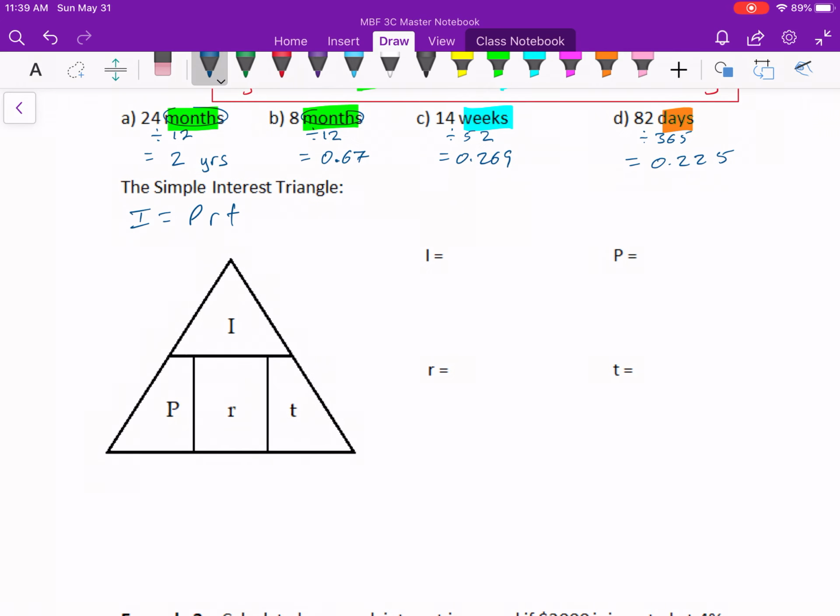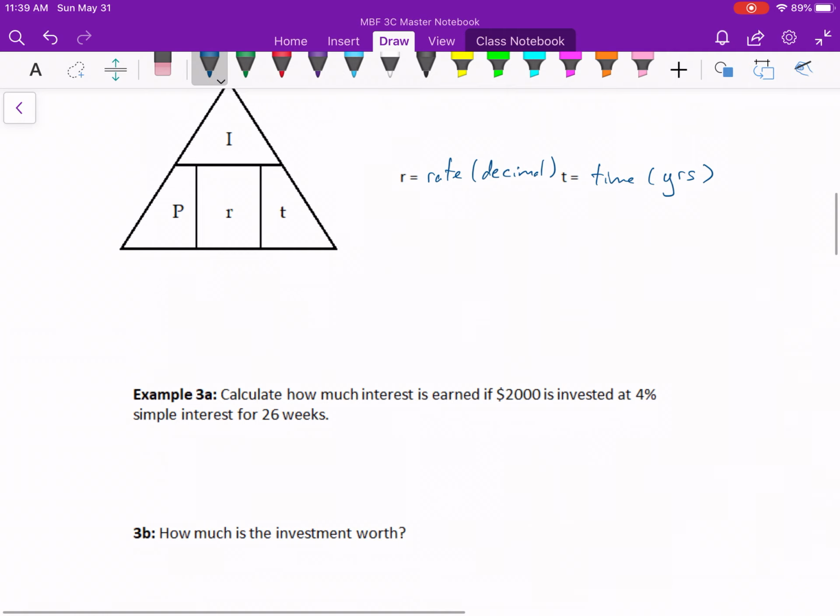But again, here's what these different things stand for. Interest, dollars. Principal, dollars, that's the units. Rate, decimal, so not as a percent. Time, years. Not writing very neatly today. All right, so there it is.